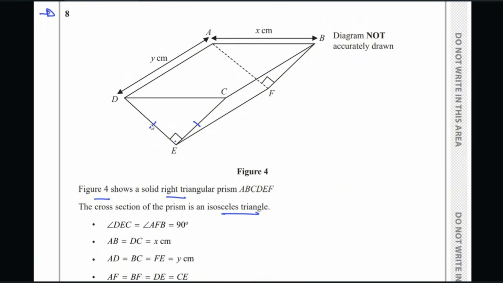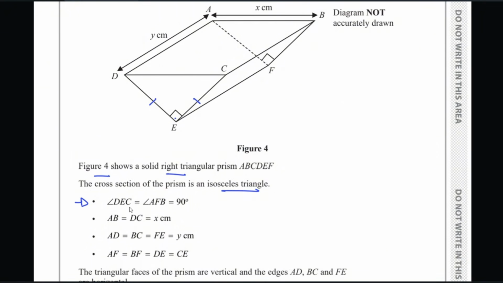That means DE and CE are equal. We're told that angle DEC is equal to angle AFB, they're 90 degrees. So side AB is equal to side DC, and it is called x cm. Then the third point, AD is equal to BC is equal to FE. And the last point, side AF is equal to BF is equal to DE and CE. So AF, BF, DE, and CE are all equal because the triangle is isosceles.